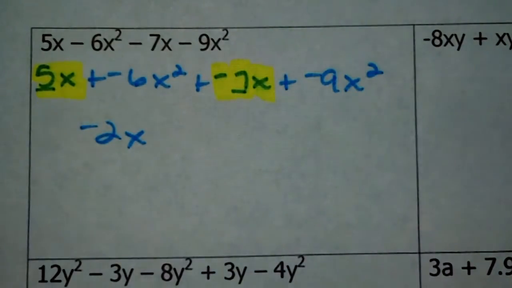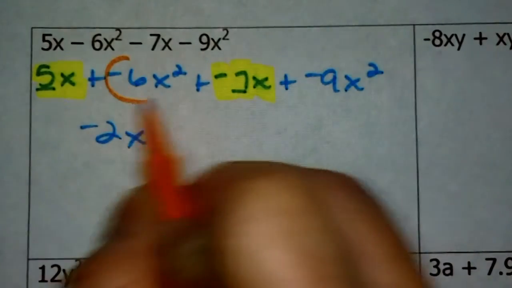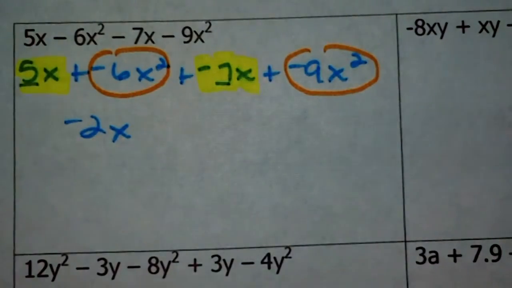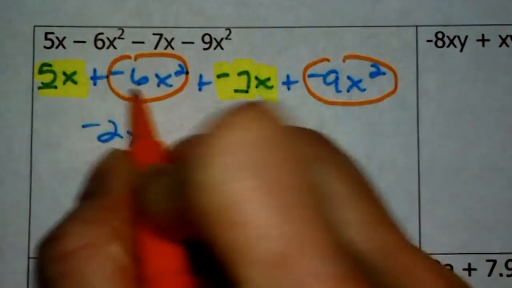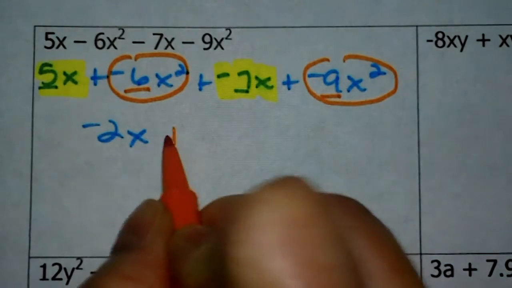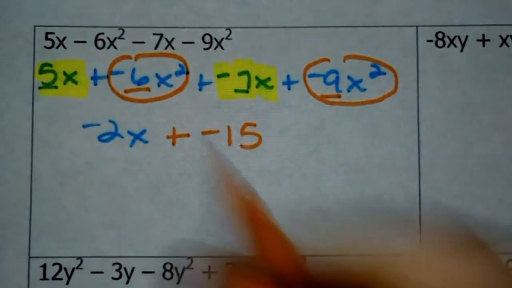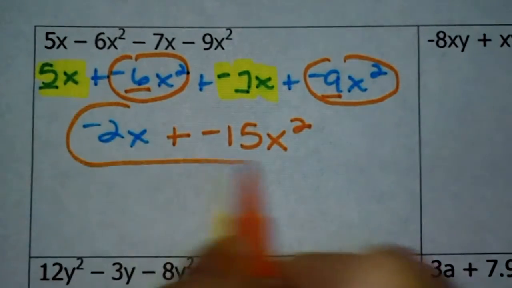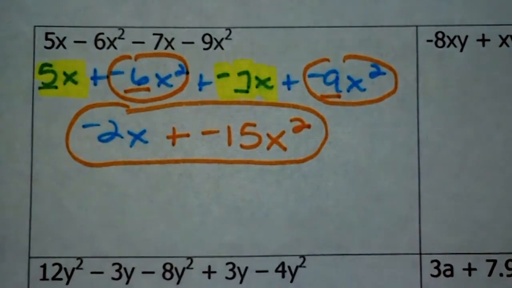Now, we still have some x squareds in here. I have negative 6x squared, and this negative 9x squared. Those match because they both have x squareds. All we have to do to put them together is add their coefficients. Negative 6 plus negative 9 is negative 15, and then we're just bringing over the x squared. Don't change anybody's name, right? Talked about that in class. That's my final answer.